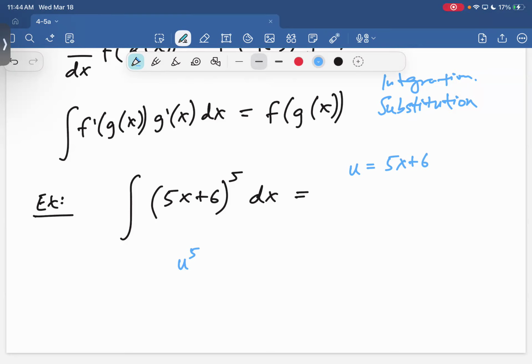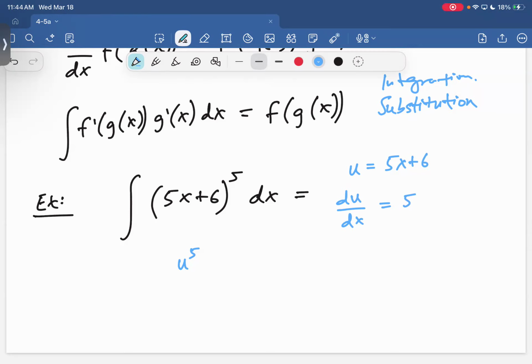So we want to do that, but the problem is we still have this dx here. So we have to figure out what dx is. And the way we do that is we take what u is, and then we take the derivative of u. So we have to calculate du dx. So what is du dx? 5, good. It's just a derivative.